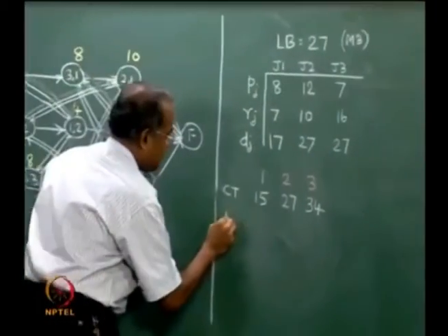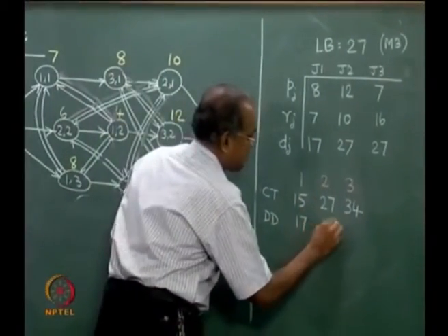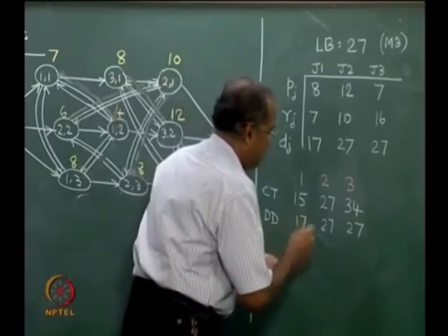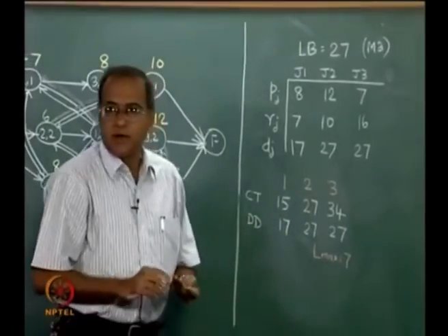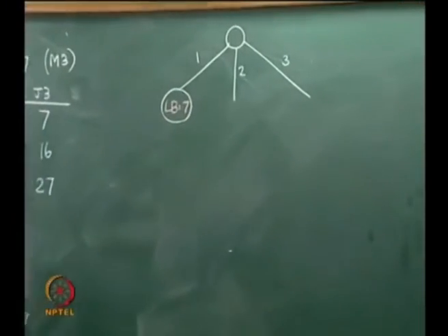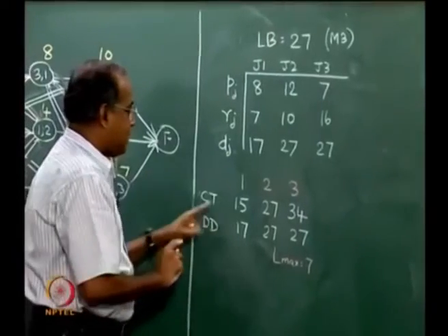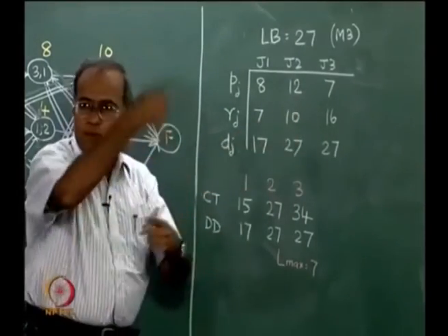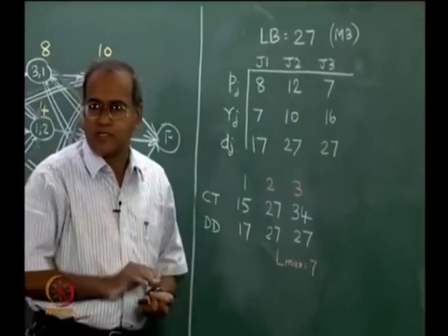Now, due dates: 17 here, for 2 also 27, for 3 also 27. There is only one positive lateness, so Lmax is 7. So, lower bound is 7. In fact, if we had done 1, 3 and 2, you actually realize that this is 15, but at 15 J3 is not available, so Lmax would go up only. So this is better than the other one. Since we are using a lower bound, let us look at 7 as the lower bound.